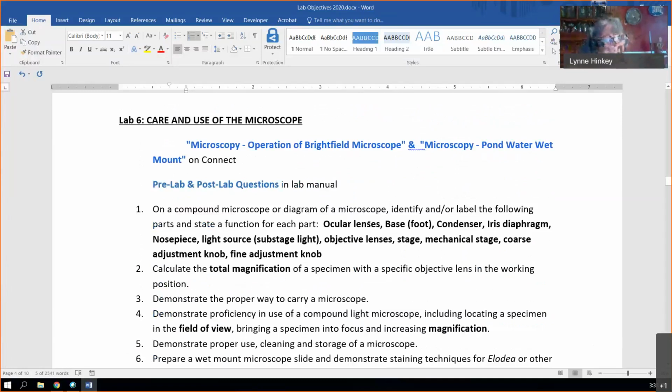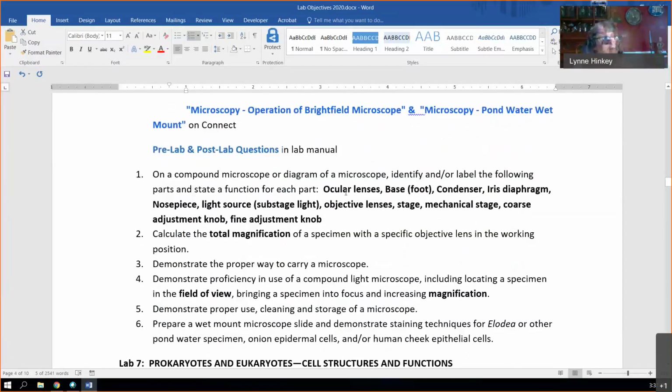Let's see. So the microscope. Everybody did well identifying the parts, I think, on the quiz. So it's just remembering what parts: ocular lens, what you look through, objective lens, what's pointed at the object you're interested in.